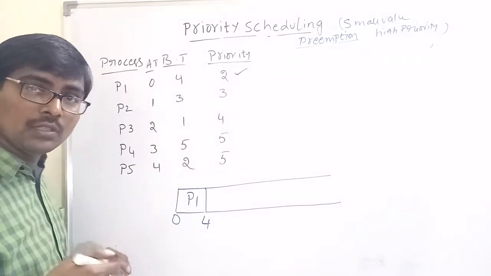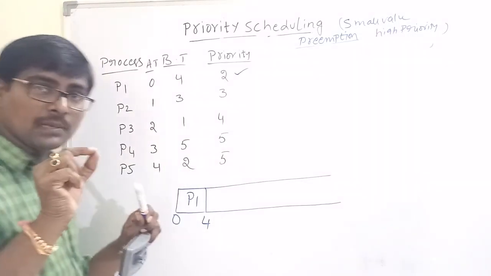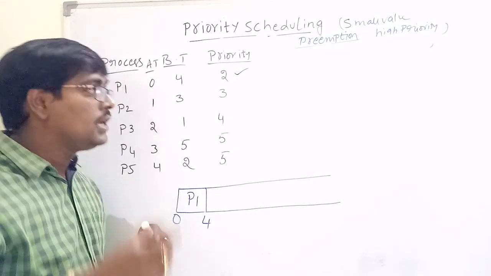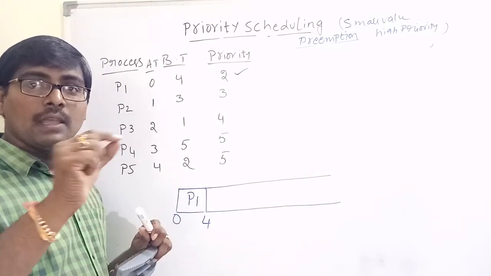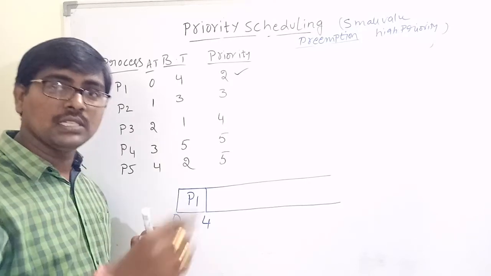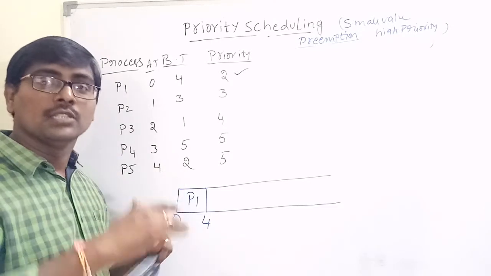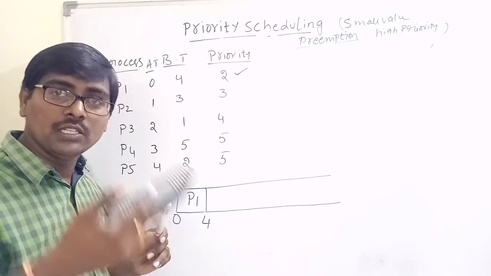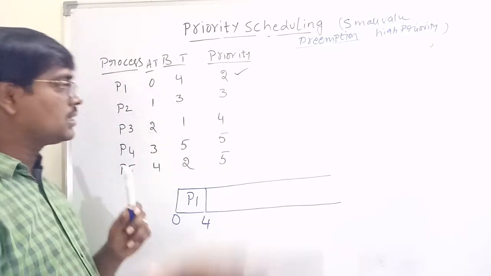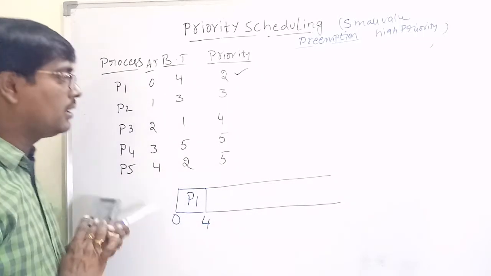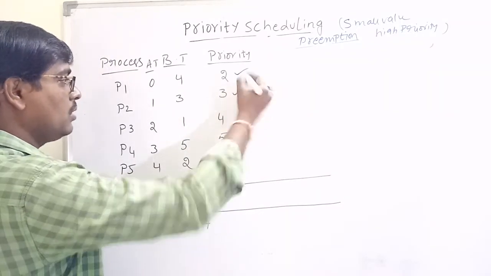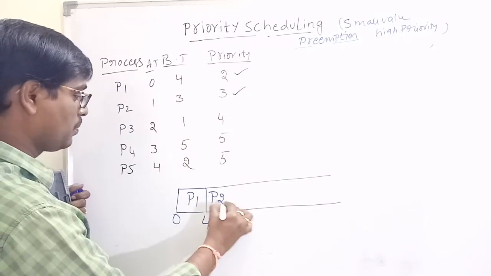Once all the processes are available, observe carefully. If all the processes are not available, step by step check the priority of the running process and the newly coming process. If there is no new process entered into the system, it means all the processes have already entered. Then execute according to their priority. So what is the next one? Next we have to execute process P2.